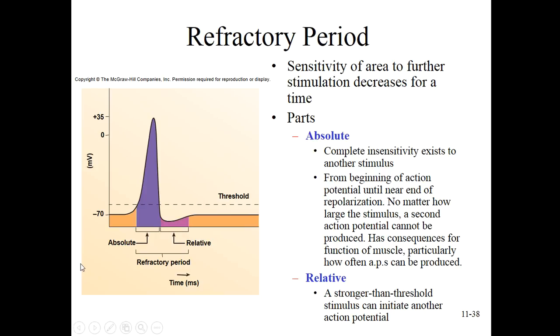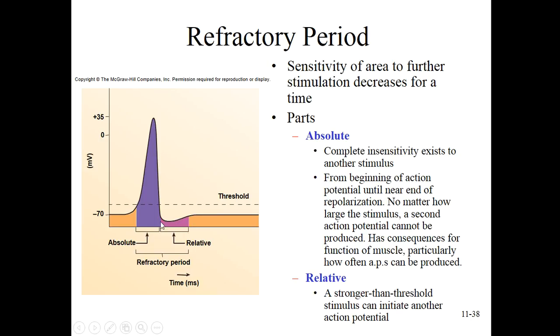If you want more detail, the absolute refractory period really refers to the amount of time it takes to close the sodium channels. And so no matter how hard you stimulate this neuron, the opening and closing of the voltage-gated sodium channels is occurring during this period. And so you could not stimulate this neuron to reach threshold again.